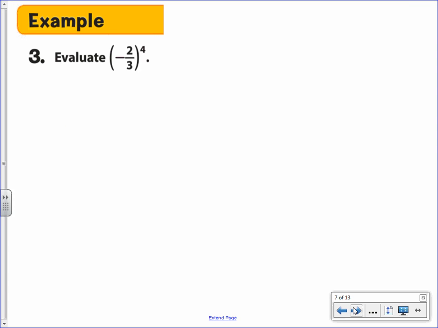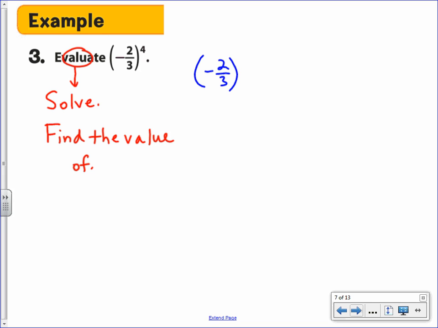Example 3, evaluate. Again, that word evaluate, the word value is in the middle. That means solve. What else does it mean? It means find the value of. So I have negative 2/3 as my base, and it's raised to the fourth power, which means I need to multiply that base, negative 2/3, times itself 4 times. There's my second factor, there's my third factor, and there's my fourth factor.